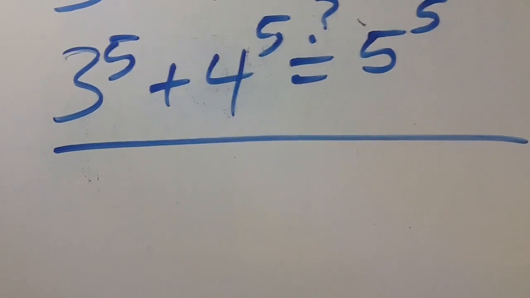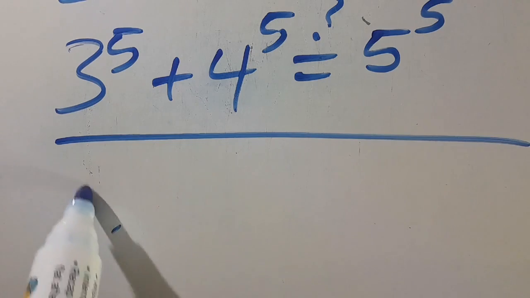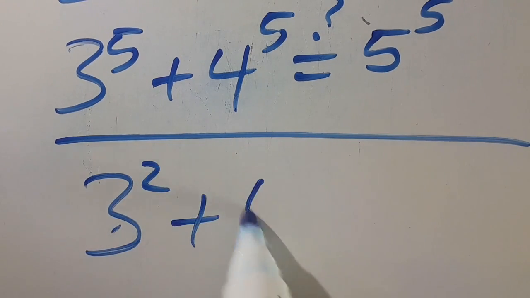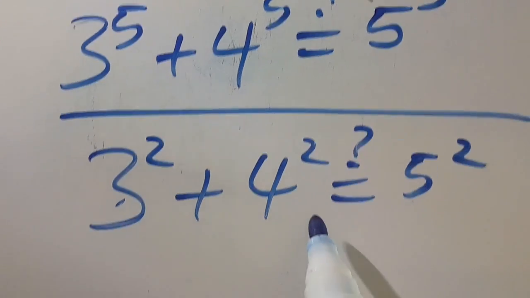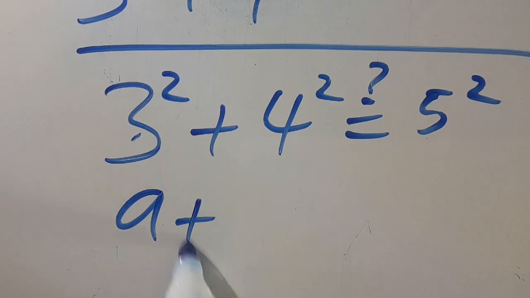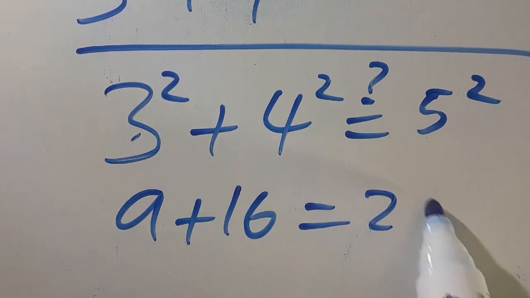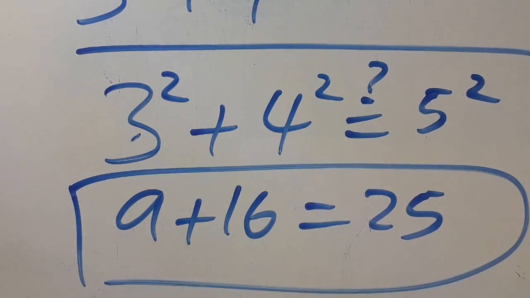So from here, we have 3 to the power of 2 plus 4 to the power of 2 is going to give us 5 to the power of 2. This one will be 9 plus 16 equals 25. So this is true for a equals 2.